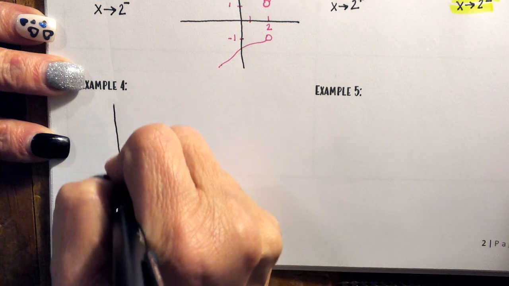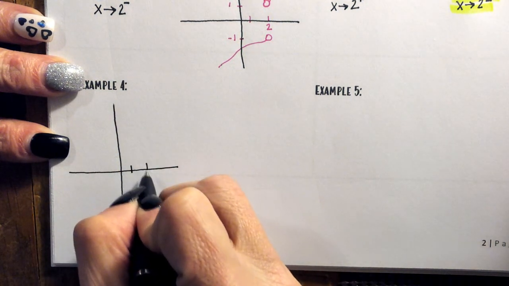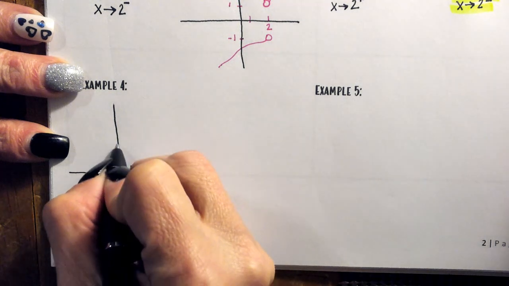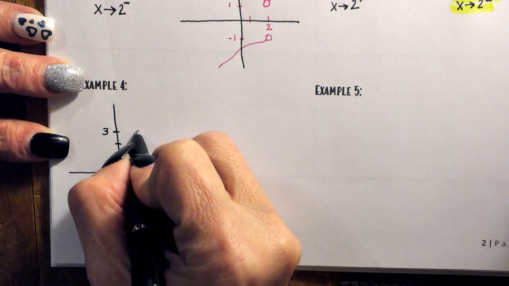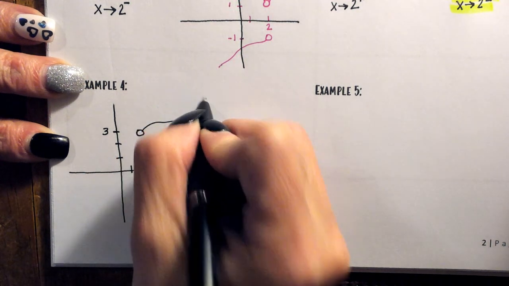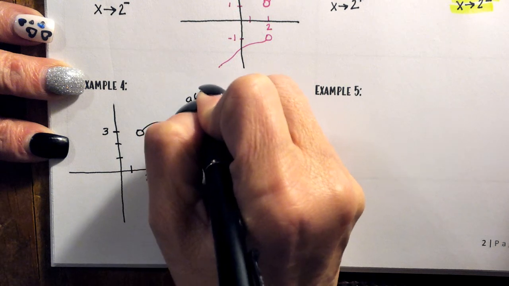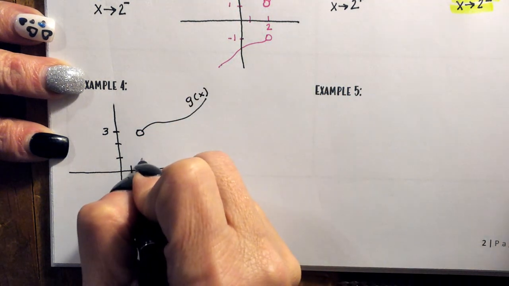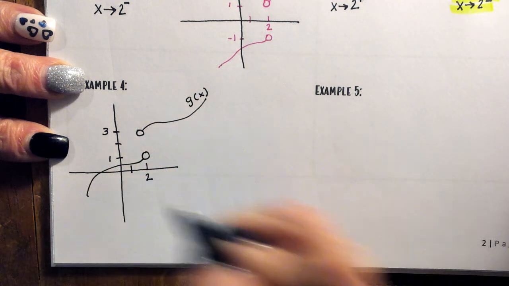So let's draw a graph. Let's do 1, 2, 1, 2, 3. Let's put a hole at 2, 3, and we'll draw that one going up, and we'll call this function g of x. And then let's put another point at 2, 1, and we'll draw the graph going that way.